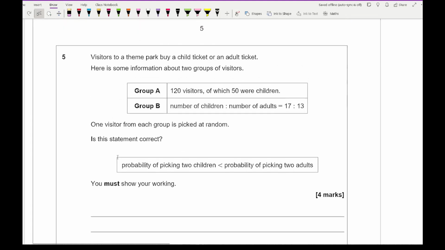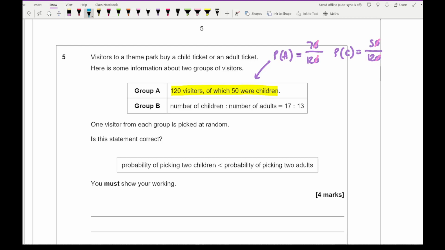So let's have a look at this. Looking at this first statement, what we want to do is work out the probabilities of selecting a child and an adult from each of those groups. So looking at Group A, we know that there are 120 visitors and 50 of them are children. So the probability of selecting an adult, well, the number of adults is 50 take away from 120, which is going to be 70. So it's going to be 70 over 120, and the probability of picking a child is 50 over 120. Now I'm going to leave it unsimplified, but again, if you wanted to, you could easily simplify just taking the 0 out, and we've got a much smaller fraction to deal with.